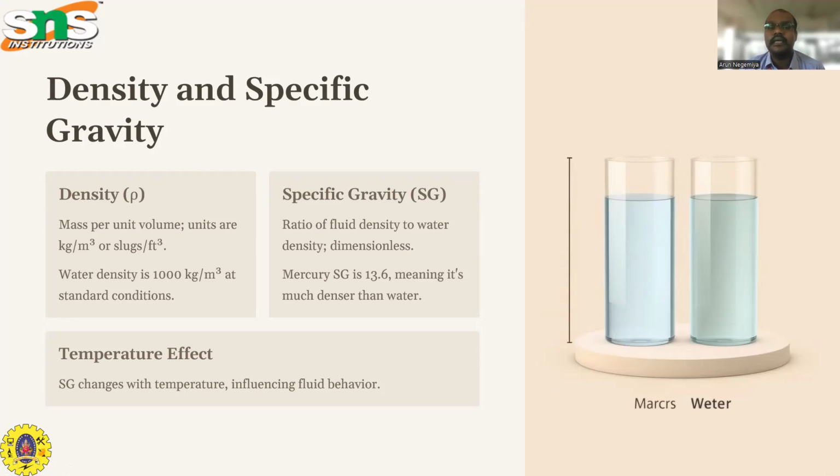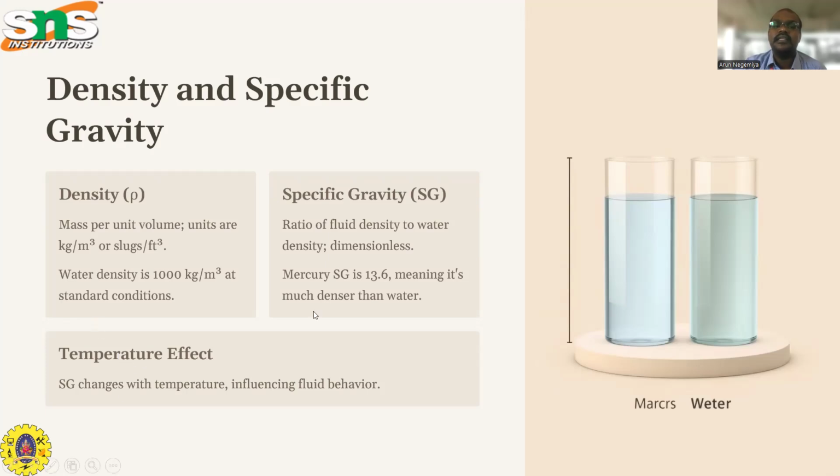Next one is specific gravity. Specific gravity is defined as the ratio of fluid density to water density. Generally you see that figure. The first one is mercury, the second one is water. You can clearly understand the specific gravity here. The specific gravity of water is much lesser than that of mercury, which is more. If you pour mercury on a surface, it will suddenly disperse on the floor.